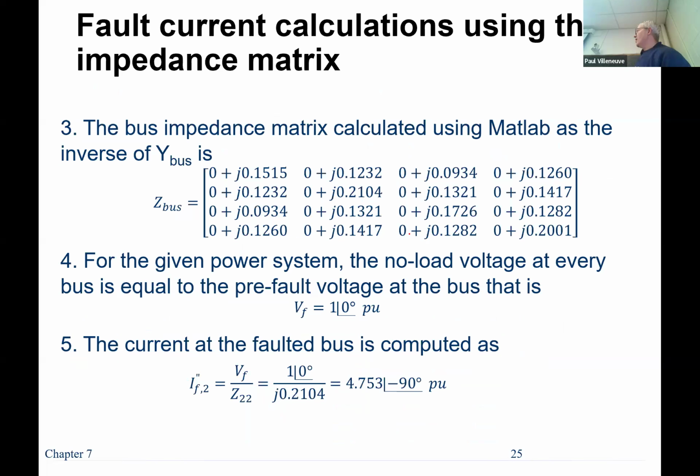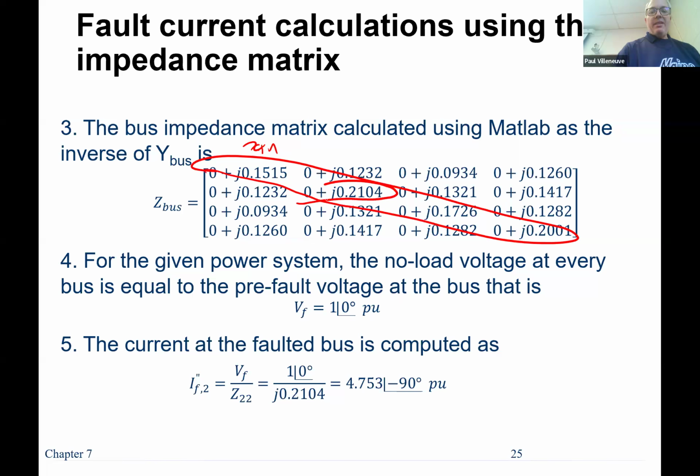I don't know why I included it on here, other than what I should have done is just said these are Z Thevenins at each bus. We're going to assume a pre-fault voltage of 1 just to make the calculations easier. So now I'm going to calculate what the fault current is for a fault at bus 2. So I'm going to grab Z22, right? Because that's the Thevenin equivalent seen at bus 2. The fault current with a pre-fault voltage of 1 is 4.75 at an angle of -90.